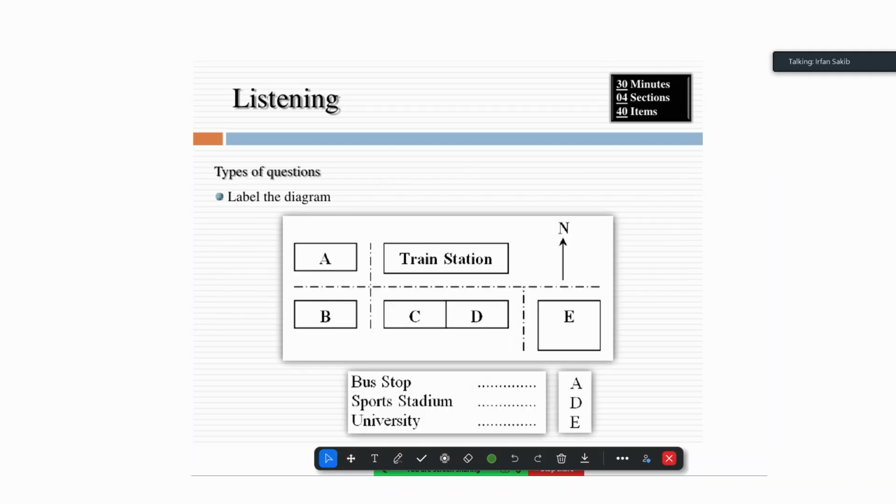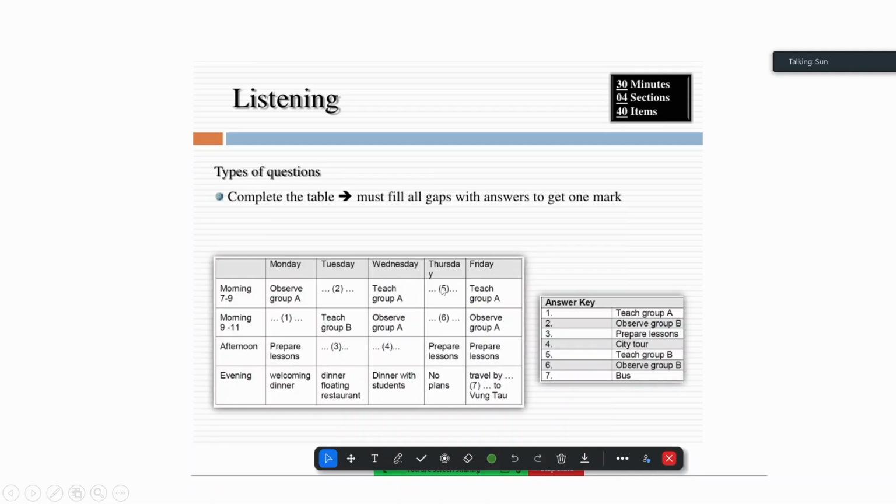Now we will see the type of questions that we can get in the listening module. You can see a labelling diagram. You will hear audio with some instructions. For example, the bus stop is in the north side of B, and the answer says that the bus stop is A. So these kinds of hints will be given, and we have to fill it up. Is that clear? Okay, then completing the table.